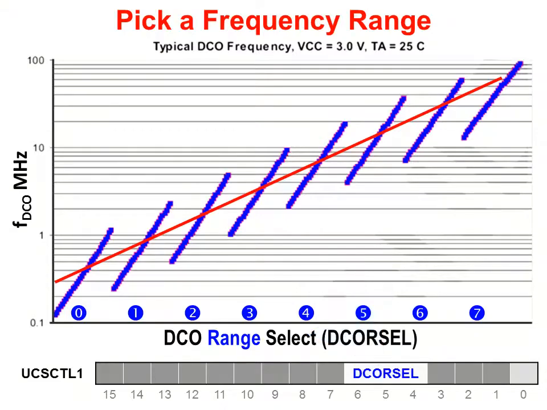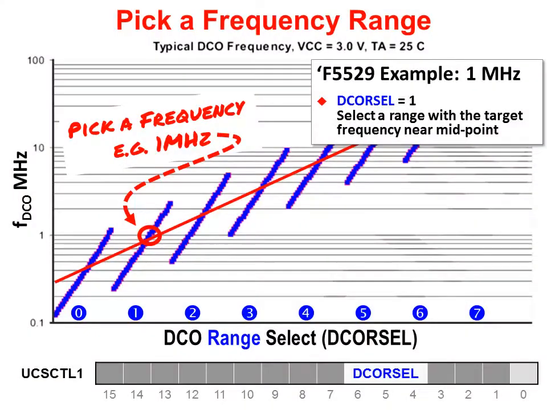In reality, we don't have to worry about these bit fields specifically because the driver library will handle that for us. In this example, we wanted to have a 1 MHz DCO clock. So we happened to choose range 1 because the 1 MHz frequency happened to fall inside of that. That means 1 will go in the DCO range select bit field.